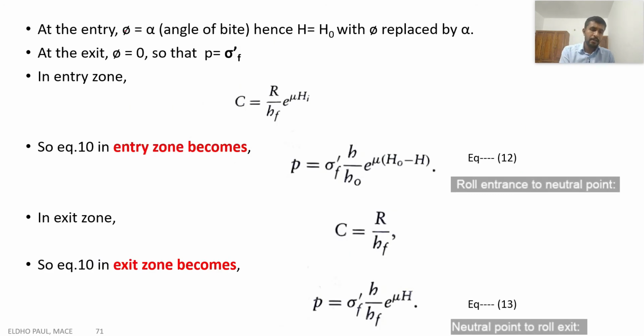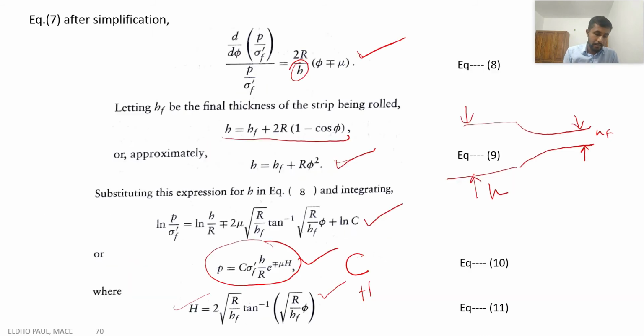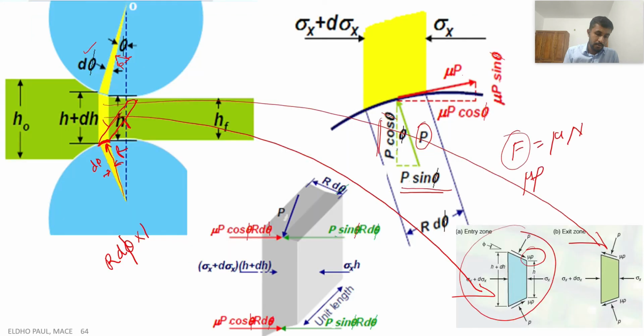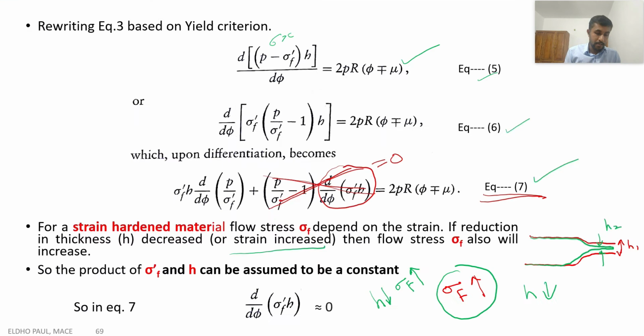When phi equals alpha, in this derivation, this is the angle phi. When phi equals alpha, this is alpha, that means it is the entry zone. When phi equals 0, this is the point, the exit zone. So those are the two boundary conditions we applied here.